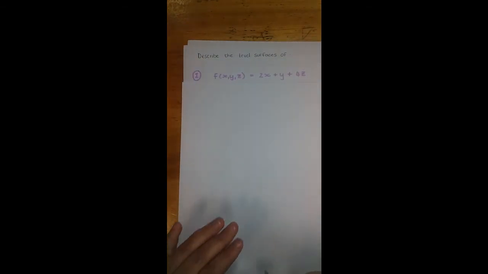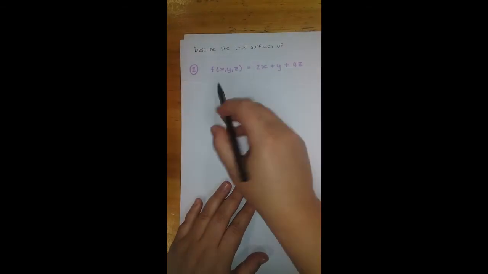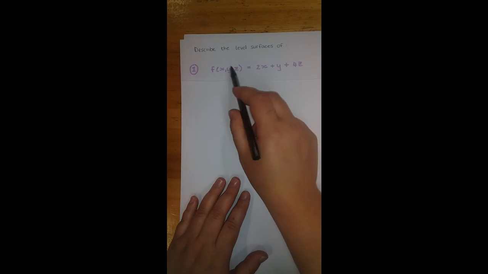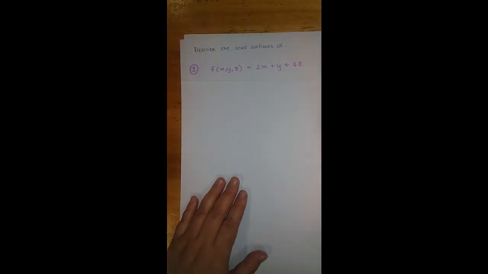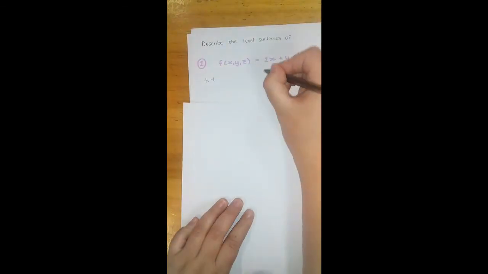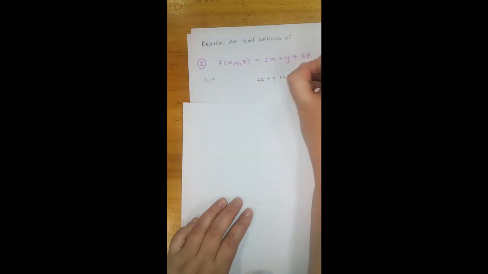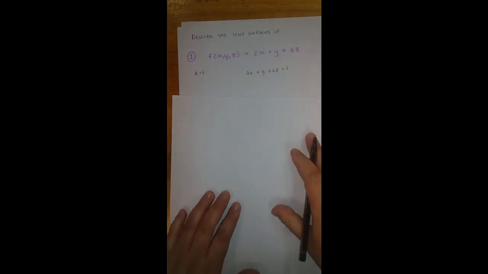And the last question is, describe the level surfaces of. So here we have a function of 3 variables. Now, if they're asking for a level surface, it's almost like a level curve, except now you have 3 variables. So we'd still say that f, x, y, z is equal to some constant. So let's say the constant is equal to 1. So k is equal to 1. Then you'd have 2x plus y plus 4z is equal to 1. And we know that that is a plane.